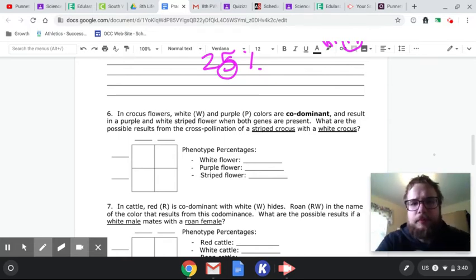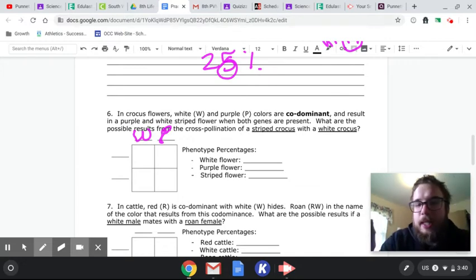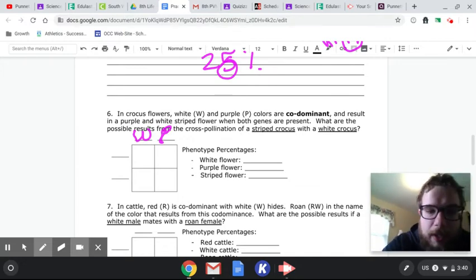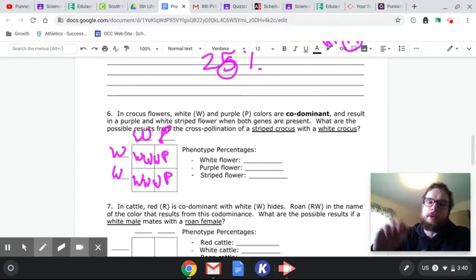Go on. All right, so if we've got a stripe, that means they've got both colors. So that is a W and P. And then we've got a white, which means they don't have any purple in them, which is W, W. Let's fill this guy out. W down, P down, W across, W across. Okay, so we've got two WWs, we've got two WPs.